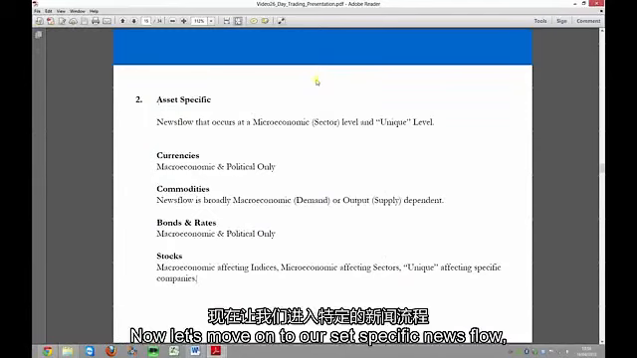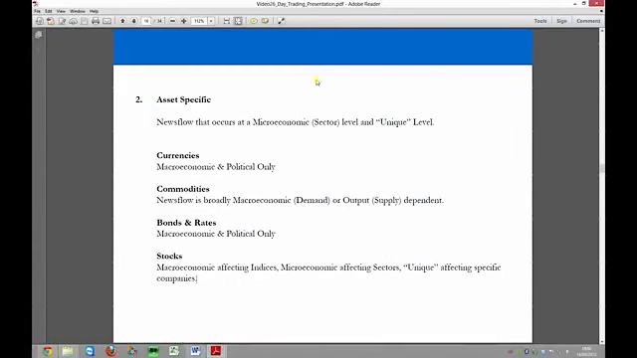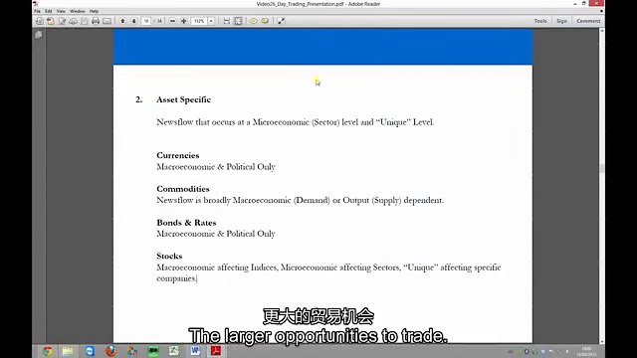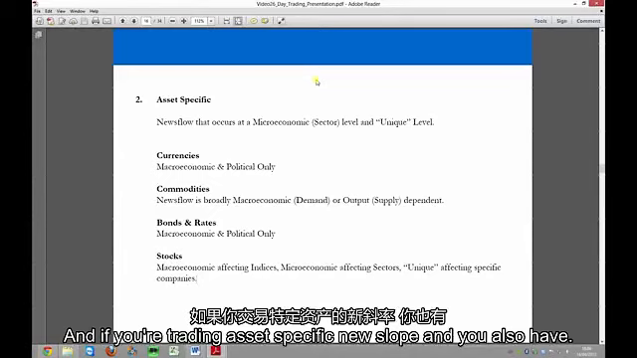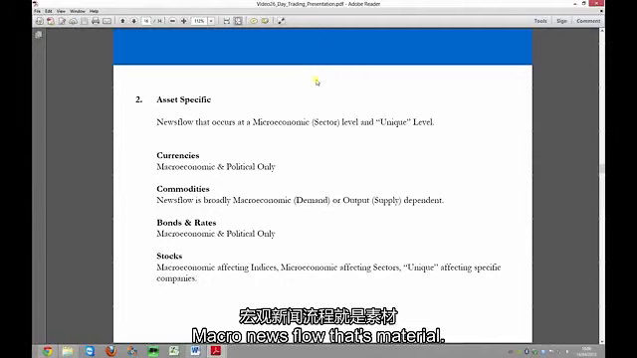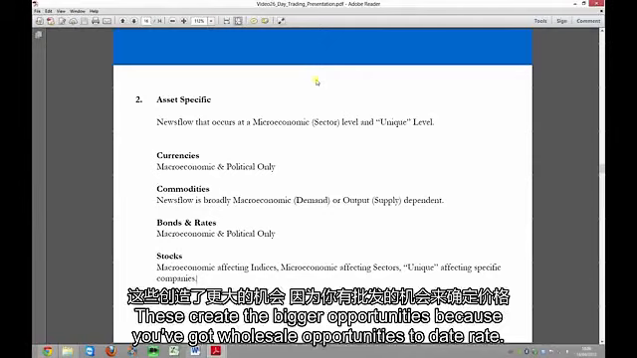Now let's move on to asset-specific news flow, and this is probably where you get the larger opportunities to trade as a short-term day trader. And if you're trading asset-specific news flow and you also have macro news flow that's material, these create the bigger opportunities, because you've got wholesale opportunities to day trade.